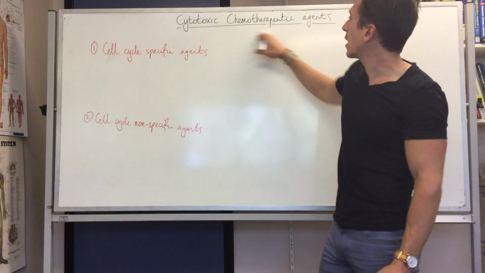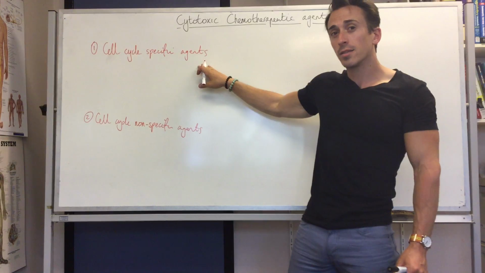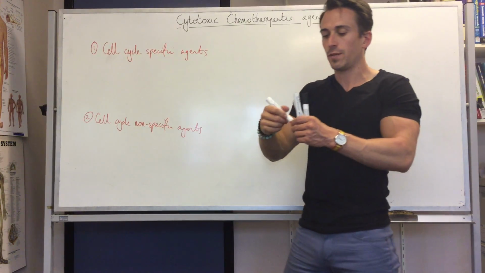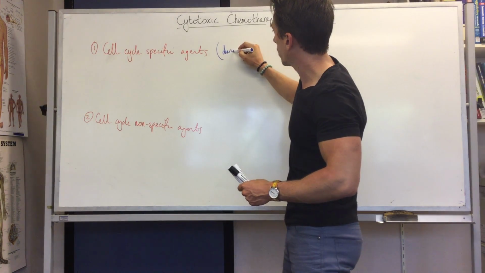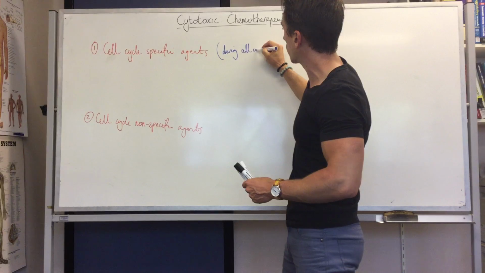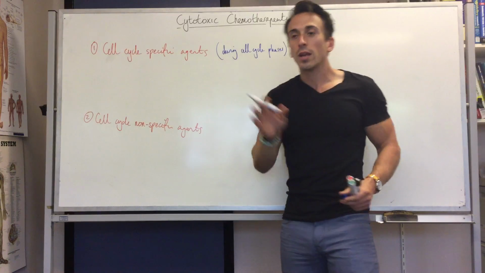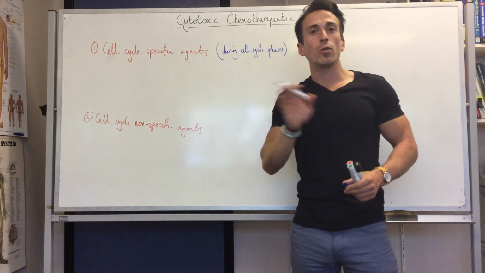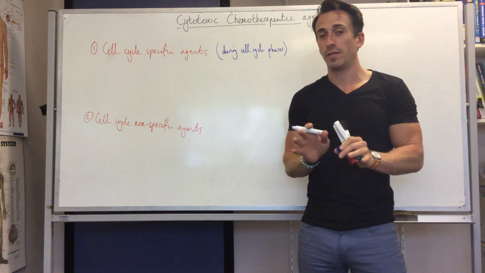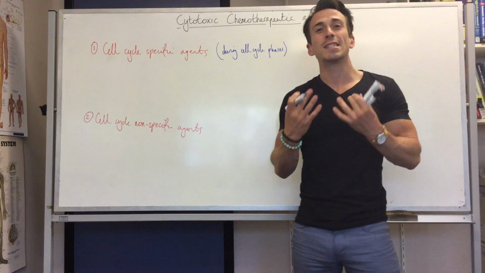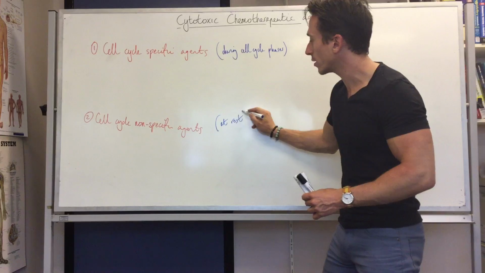Now, we can have chemotherapeutic agents that act during certain phases of the cell cycle, and these are the cell cycle specific. So let's write down during cell cycle phases. Or you can have chemotherapeutic agents that can have their effect while the cell isn't within any of these phases of the cell cycle. So basically when the cell is at rest, or when the cell cycle is at rest.